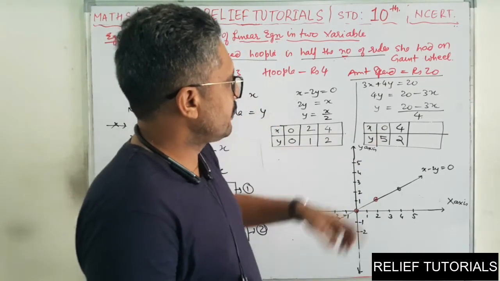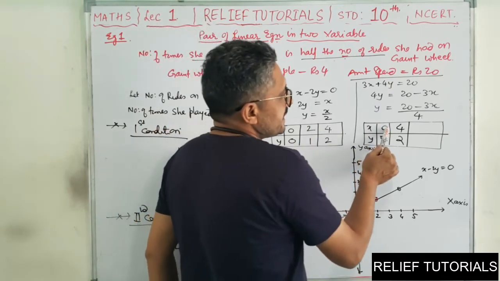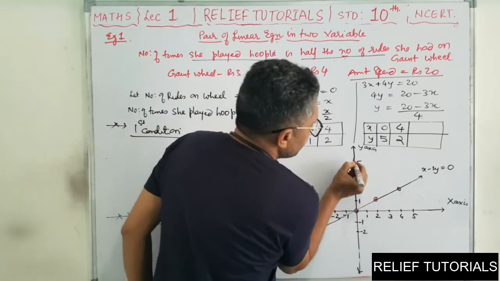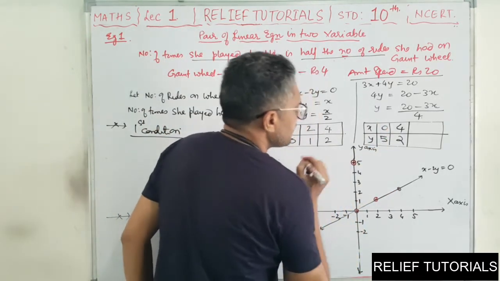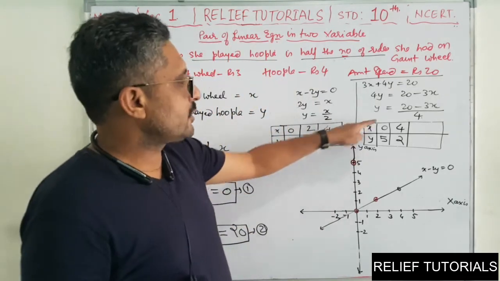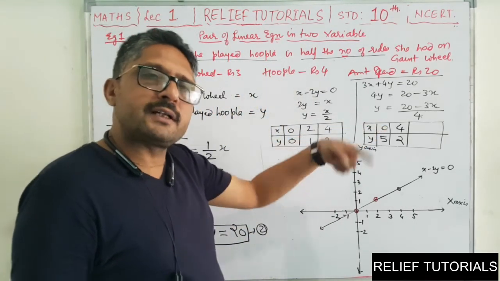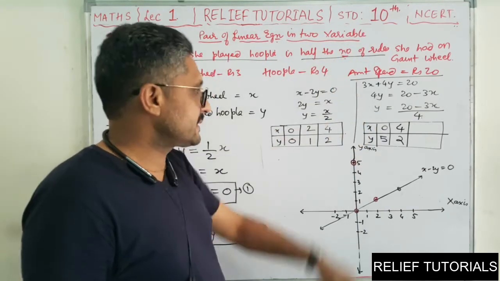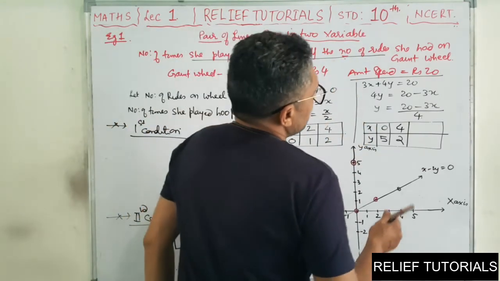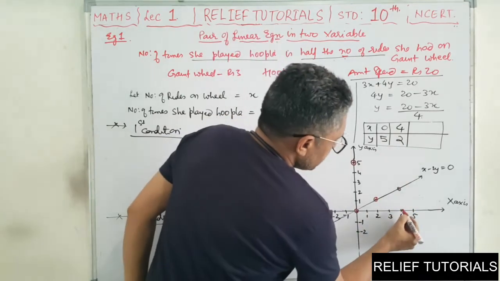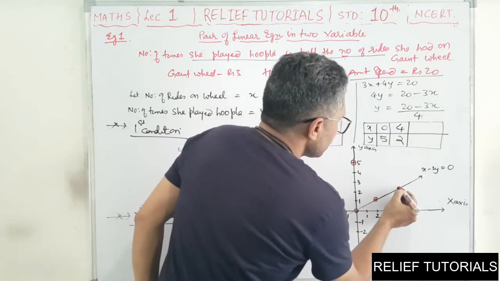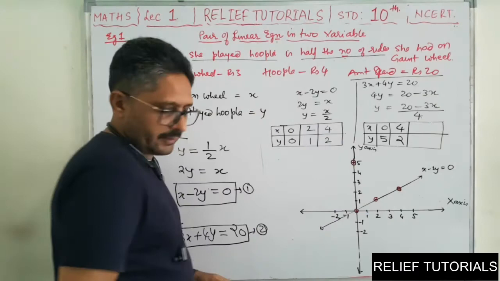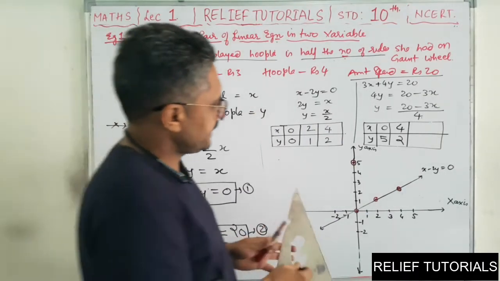Now x is 0, y is 5. So the x coordinate is 0, so the point is on the y-axis. If the y coordinate is 0, then the point is on the x-axis. Clear? Now 4, 2. This is 4 and this is 2. This is the point, 4, 2. Now we will draw the line.